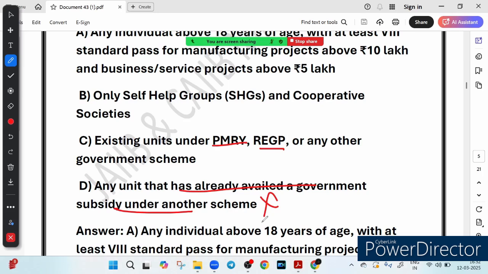So what we learned from this discussion is that PMEGP provides financial assistance for new business. Individuals above 18 years can apply. For large projects, 8th standard pass is required. Self-help groups, cooperatives, and charitable trusts are also eligible. Existing units that have already received subsidy under other government schemes are not eligible, right?